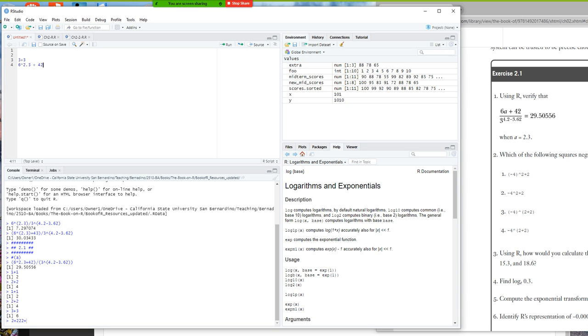Yeah. And then divided by 3, to the power of what? 4.2 minus 3.62, right? 4.2 minus 3.62, right? So do you think this is correct? No. What is the problem? I think the parentheses in the first half, around the 6 times 2.3 plus 42.